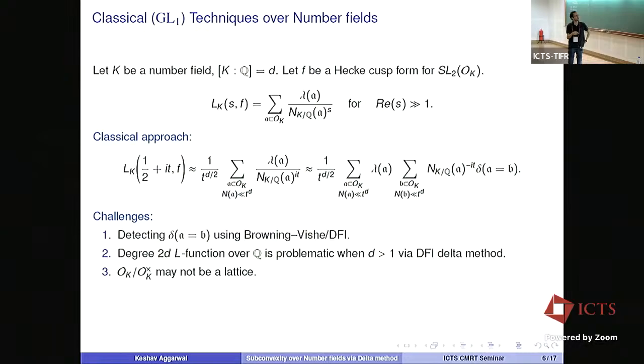And now the challenges that we faced was, the first challenge was we're not able to detect when two ideals were equal to each other by the delta method that I just mentioned by Browning and Vishe. Second thing that you could possibly do is you can try to boil down this problem to the rational numbers. And now that becomes a little problematic. You have to really use the structure of the number field in that case. It becomes problematic because as far as the delta method is concerned, it seems to be extremely effective for lower degree L functions, but not really that effective for higher degree L functions. So if you let the degree of the number field be bigger than 1 actually, it starts giving you issues.